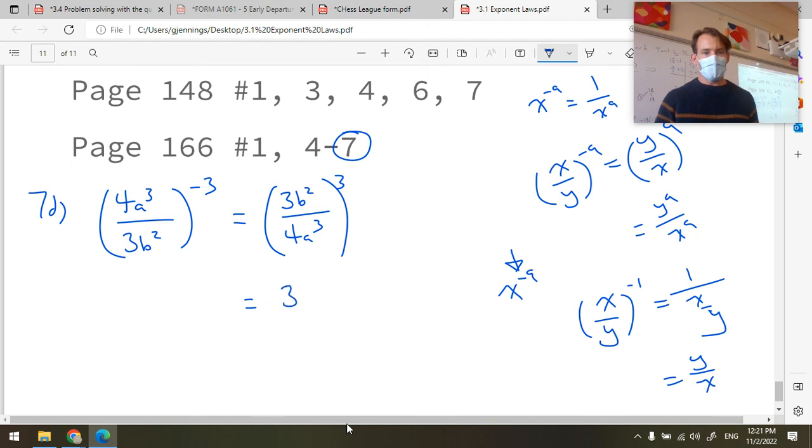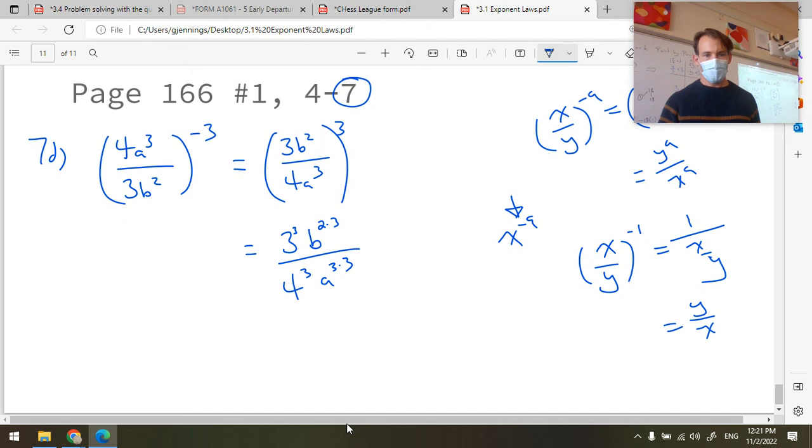This is going to be 3 cubed multiplied by b to the 2 times 3, all divided by 4 cubed multiplied by a to the 3 times 3. Okay? Power of a power law applied to the numerator and denominator. And then you just evaluate. 3 to the 3 is 27, and 4 to the 3 is 64. B to the 2 times 3 is b to the 6. A to the 3 times 3 is a to the 9.